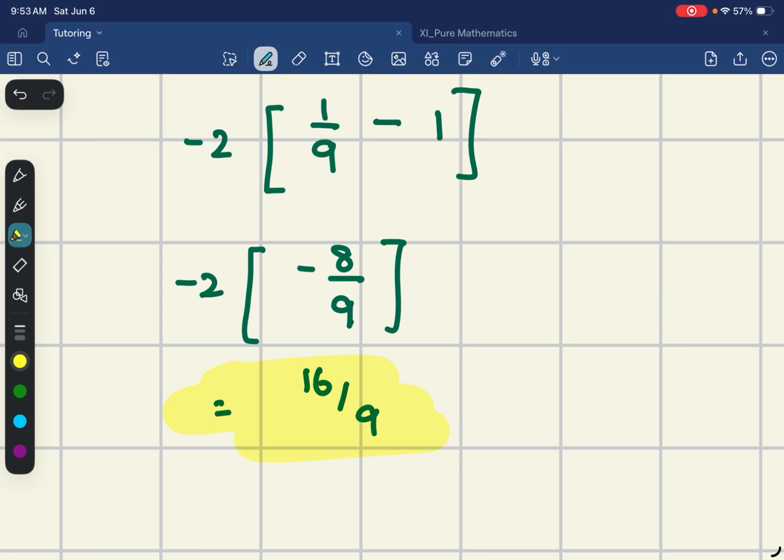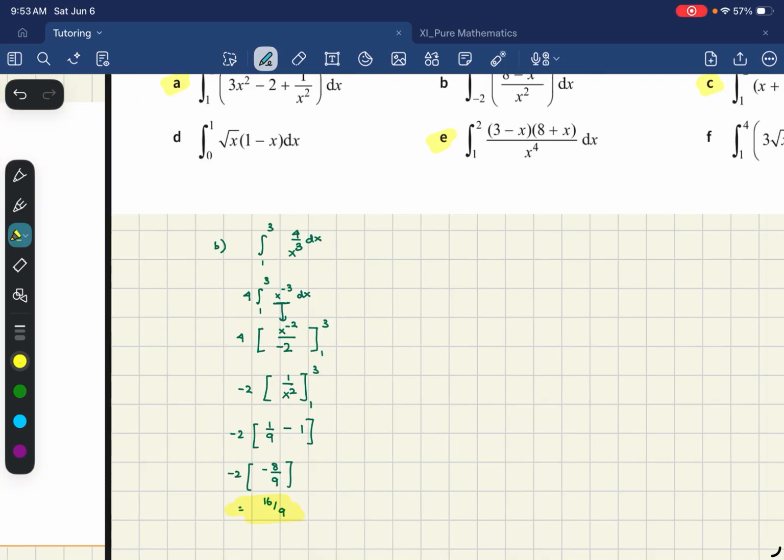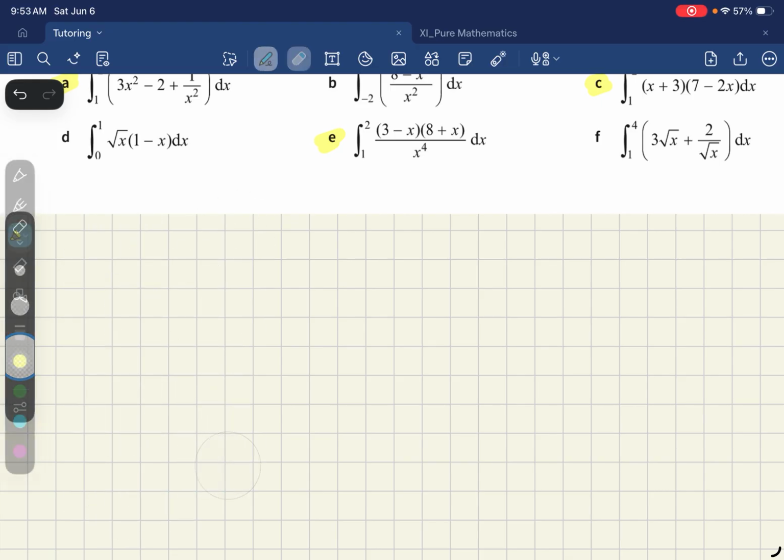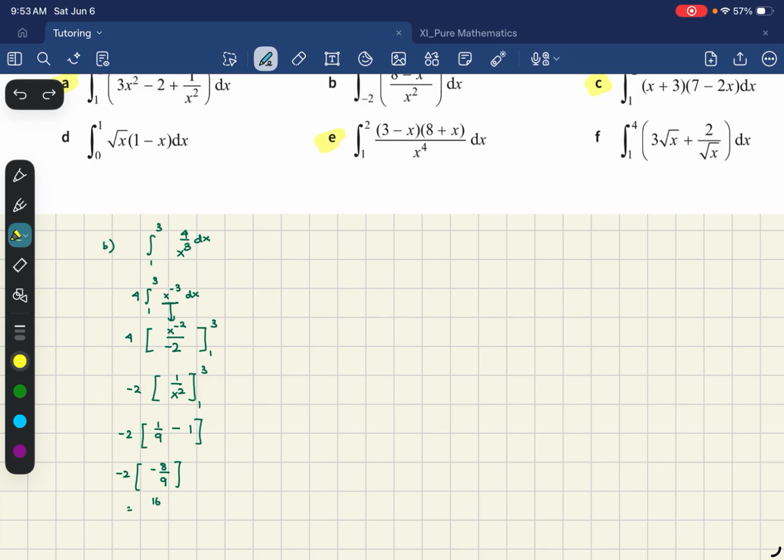I hope that was clear. And once we do more questions, I think things will be clear. But now I need to go back and check if I gave you the correct formula. So let me just go back, because I feel like I messed up somewhere. The answer 16 over 9 is the correct answer, but when I was giving you all the formulas at the start, I feel like I may have given you something wrong.